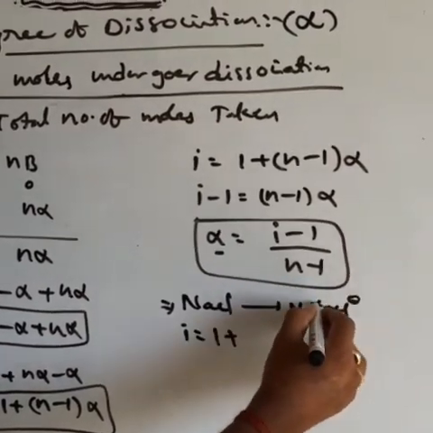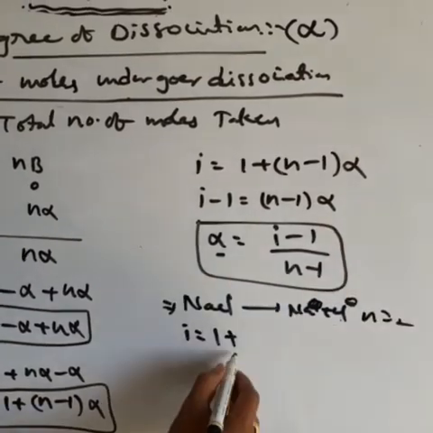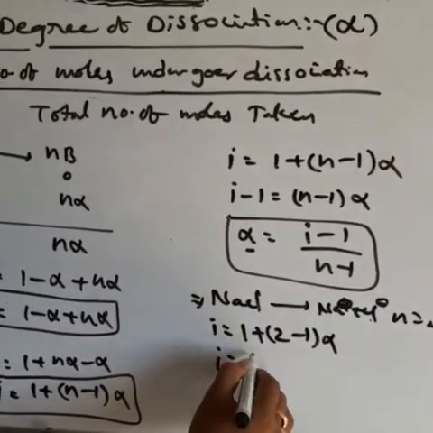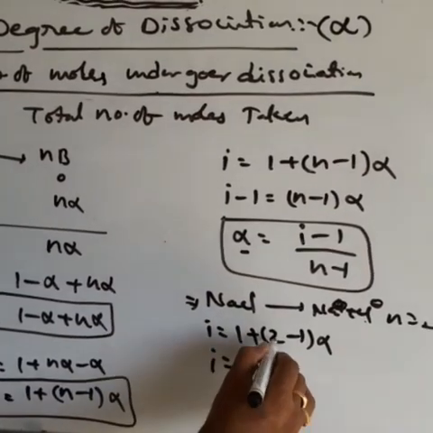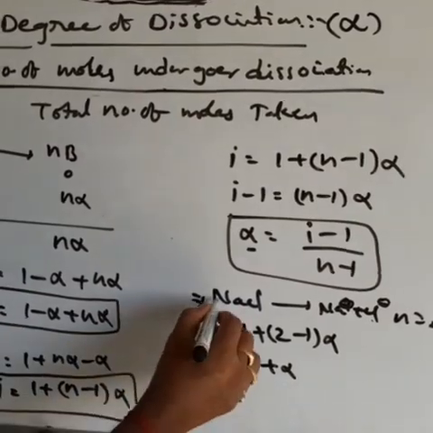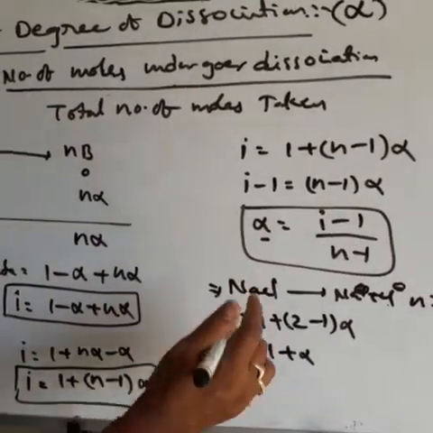2 moles, so n value is 2. Here 2 ions are formed, that's why n is equal to 2. Then we substitute n minus 1 into alpha. Therefore i is equal to 1 plus alpha. Why? 2 minus 1 is equal to 1, 1 into alpha is alpha, so 1 plus alpha. This is for NaCl: i is equal to 1 plus alpha, that is the i value for NaCl.